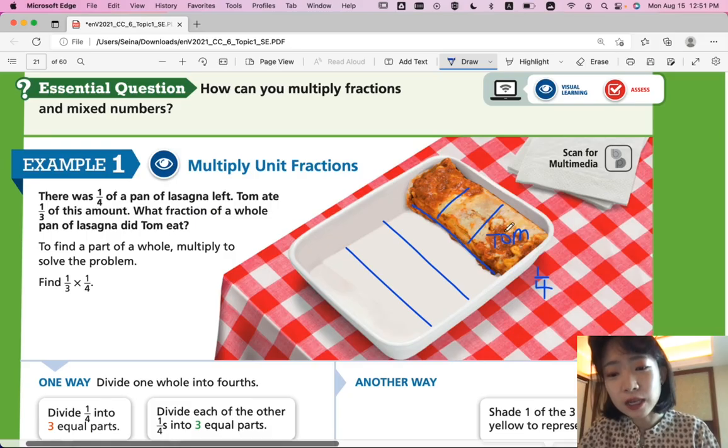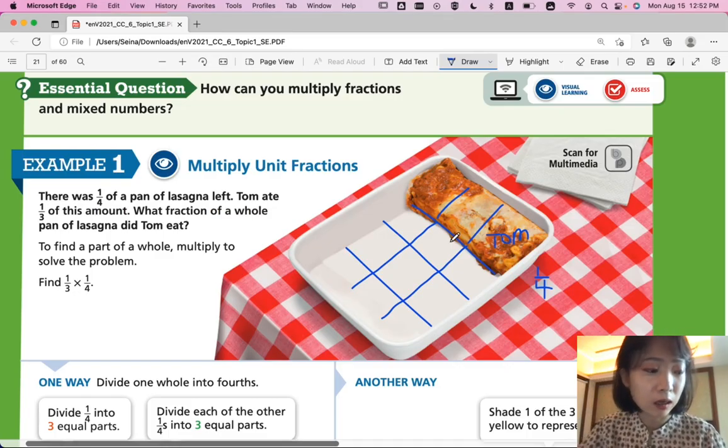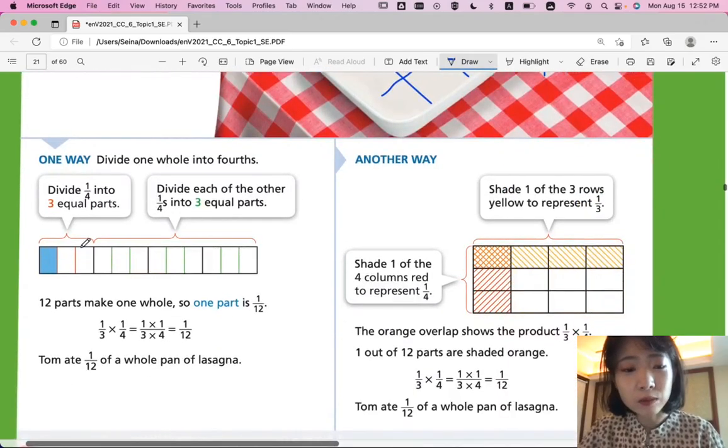So what fraction is this piece of lasagna in terms of the whole lasagna? Right? Then you'd have to divide the whole lasagna into equal parts. Then you see 3, 6, 9, 12 equal parts in the whole pan. So Tom only ate 1 piece of those 12 pieces of lasagna of the whole. So one way is to represent that in a diagram like that.